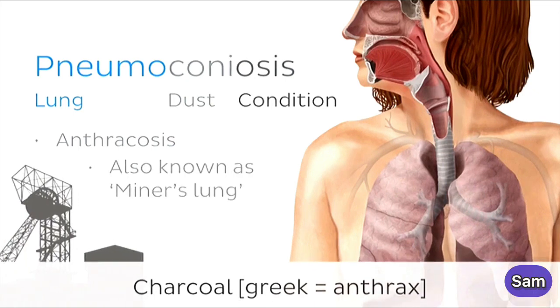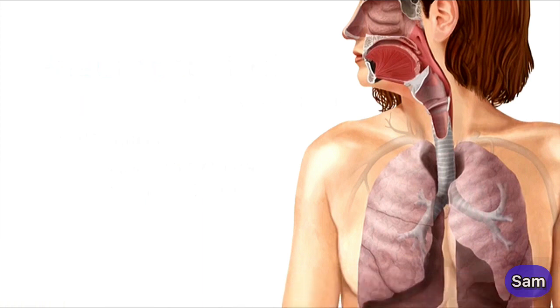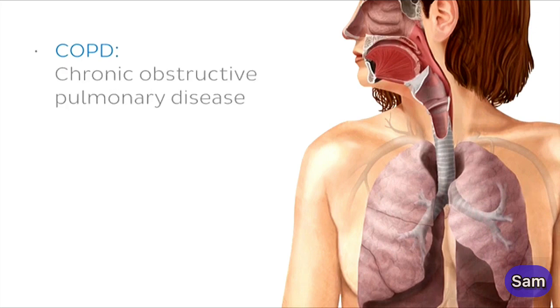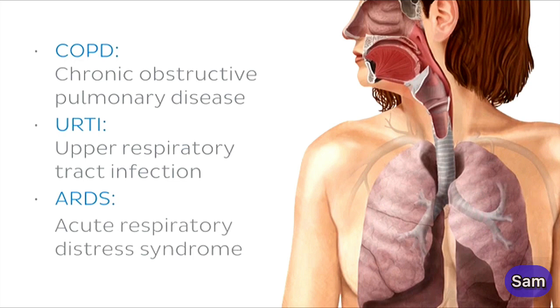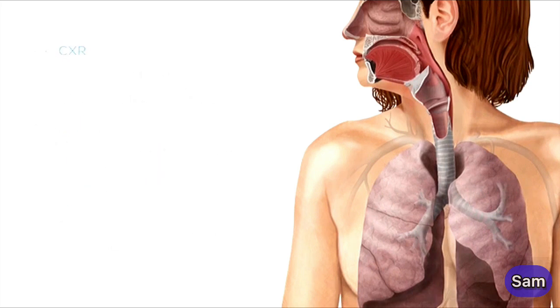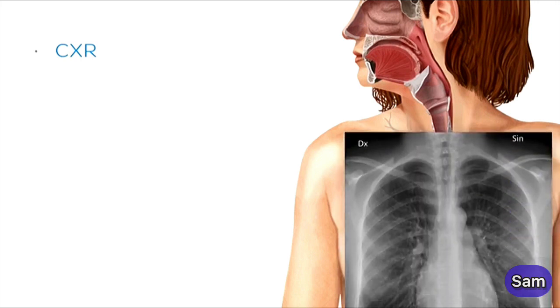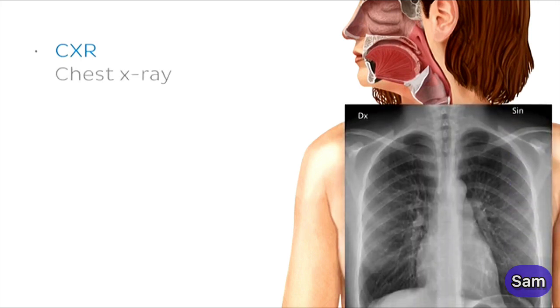Now to finish up, let's have a quick round of some respiratory system abbreviations. COPD is chronic obstructive pulmonary disease. We have URTI, which stands for upper respiratory tract infection. ARDS is acute respiratory distress syndrome. And finally, you might see CXR on the medical charts. It stands for chest X-ray.